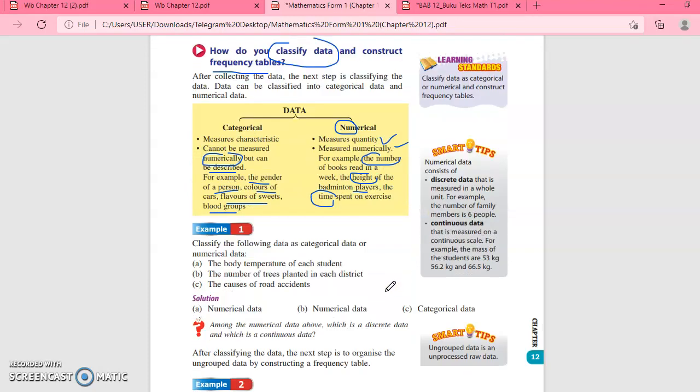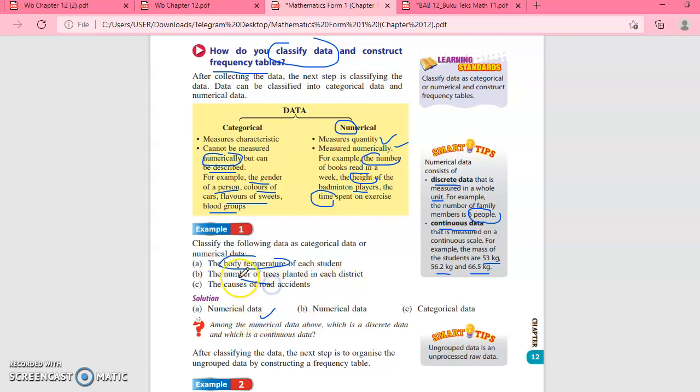numerical. And then next, numerical data consists of discrete data, which is measured in whole units. For example, the number of members in a family, 6 people. Continuous data is measured on a continuous scale. For example, 53, 56.2 and 66.5 kilograms. This is continuous data. Classify the following data as categorical data or numerical data. The body temperature involves numbers, so it's numerical data.